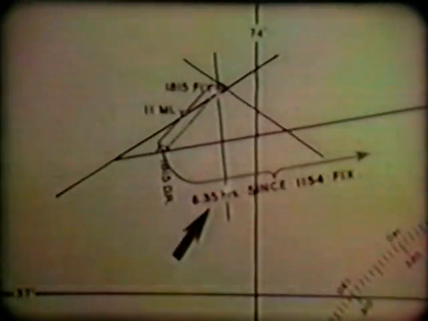The drift of a current is the rate in nautical miles per hour, or knots, that the ship has been carried in the direction of the set. The drift is this distance from the 1815 DR to the 1815 fix, 11 miles divided by the time since the last fix. You will remember that the Savannah's last fix was 11:54. Therefore, the drift is 11 miles divided by 6.35 hours, which equals 1.73 knots.